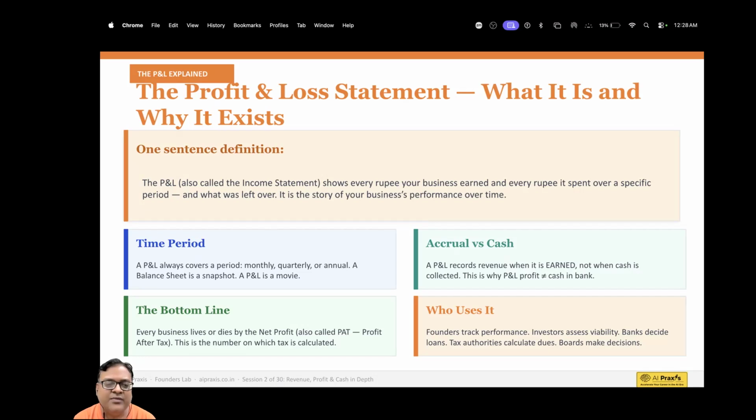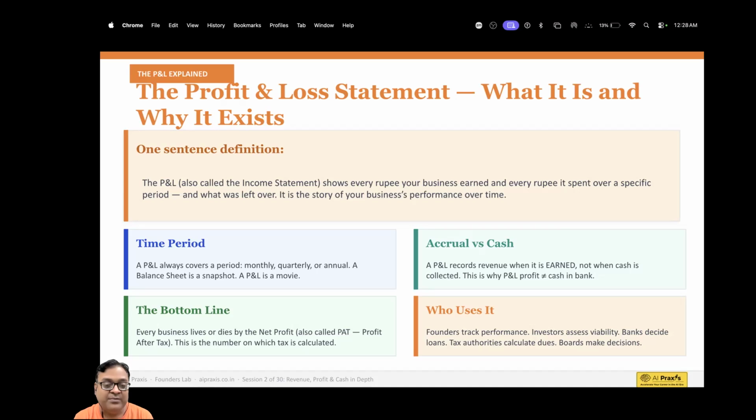And there's also something which is called what is leftover. That leftover will decide whether you have profit. If it is negative, then it's of course a loss. So it is the story of your business performance over a time. It's not at all a snapshot. It's a whole story for the entire 1 year or 6 months.